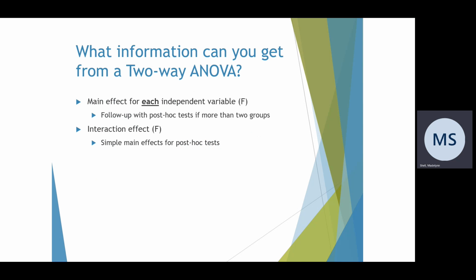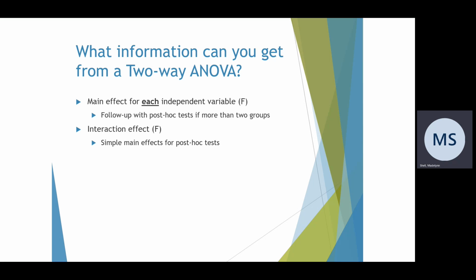Okay, so we've decided that we need to do an ANOVA. The next question is, what information can we get from a two-way ANOVA? When we talked about factorial designs in the lecture, remember we talked about looking at the main effect for each independent variable. With a two-way ANOVA, you've got two independent variables, so we will be looking for two main effects. We will get a result for the statistic F, which tells us whether there is a main effect in each one of our independent variables. And we'll need to follow that up with a post hoc test if we get a significant main effect and our independent variable has more than two groups.